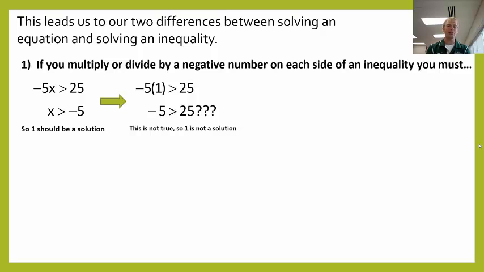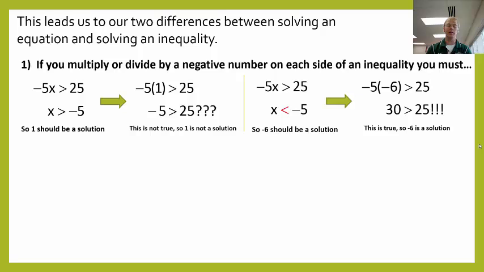So there has to be something we need to do in this situation, because solving it like we did in the first part of the unit isn't giving us a solution. Well, let's look at what happens when we change something with our inequality sign. When I divided by negative 5, notice the greater than symbol changed there. This now tells me that x is less than negative 5. So negative 6 would be a solution. Let's check it out here. We plug negative 6 in. 30 is greater than 25. That's true, which means negative 6 is a solution.